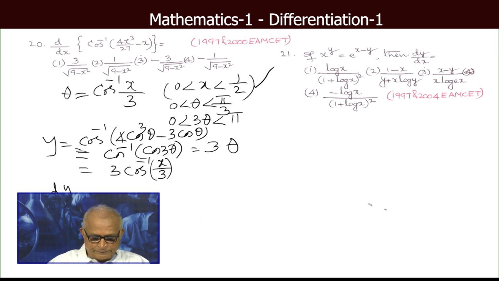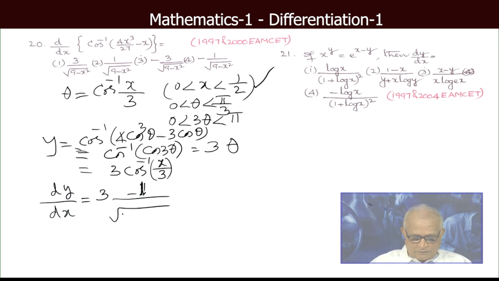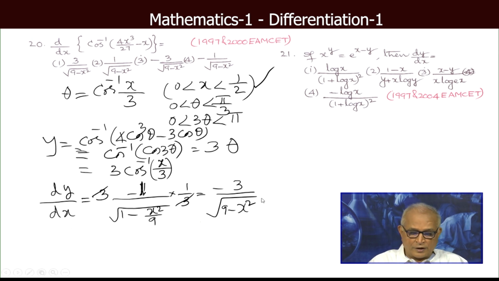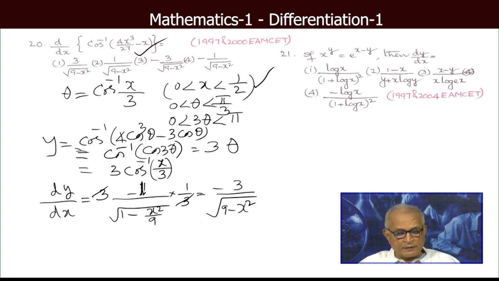Okay, dy dx. 3 is constant. R cosine x by 3 gives minus 1 by square root of 1 minus x by 3 whole square, x square by 9, into derivative of x by 3, which is 1 by 3. This 3 and 3 get cancelled. Now here the root of 9 is 3. So therefore this is minus 3 by root of 9 minus x square. Well, that is the third option among the 4 options given.